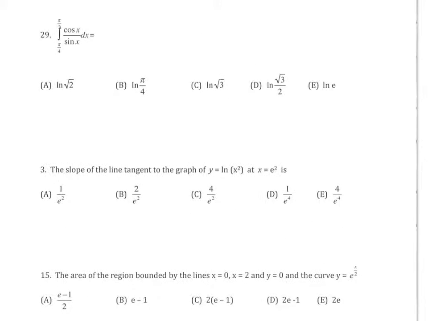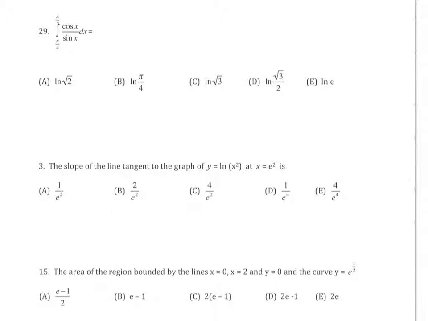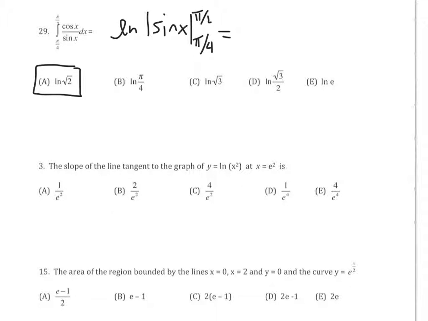Moving forward, 29, similar problem. You're just going to go ln of sine x from pi over 4 to pi over 2. Plug those things in. Okay, so you get ln of 1 minus ln of root 2 over 2. It takes a little bit of manipulating there. I'll let you work that through, but you should end up with A for that example.